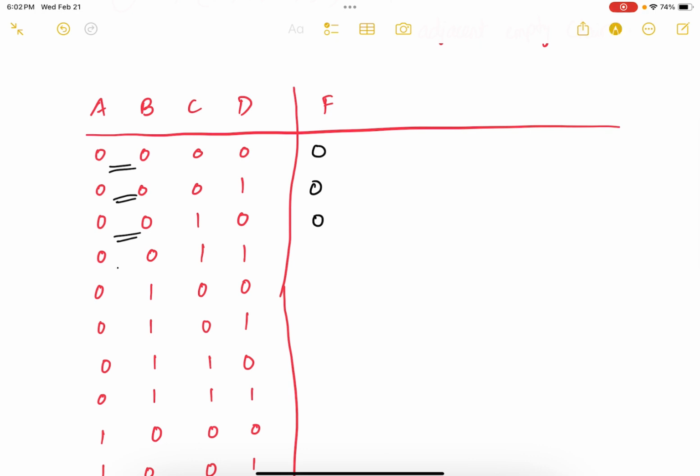In the fourth combination, again A and B are adjacent which are empty. In the fifth combination, A and B are adjacent but one of them is occupied. That's fine. Then you have B and C. These are adjacent but one of them is occupied. That's fine. However, in C and D, both are adjacent but they are empty. Therefore, it's a 0.